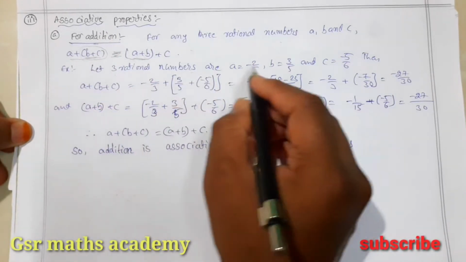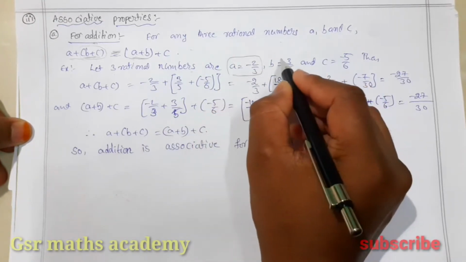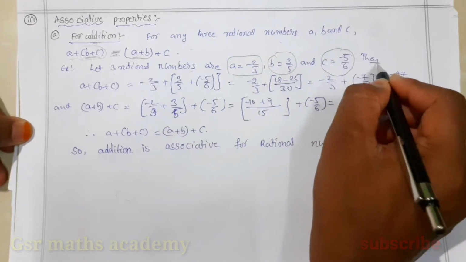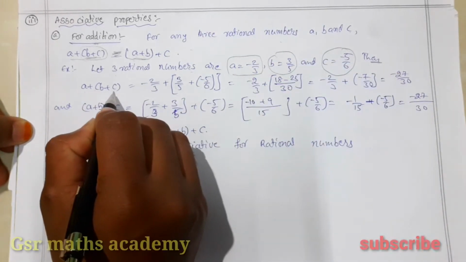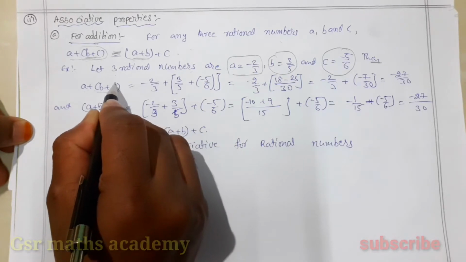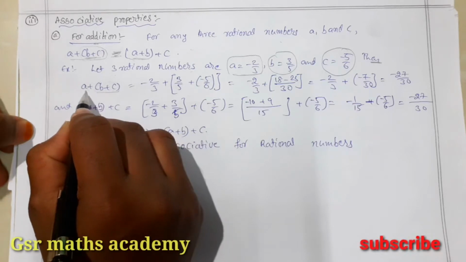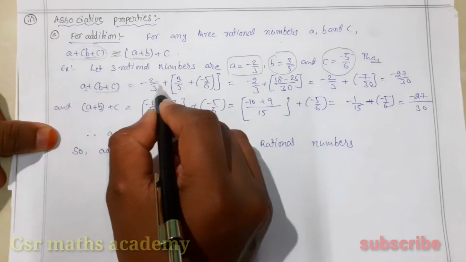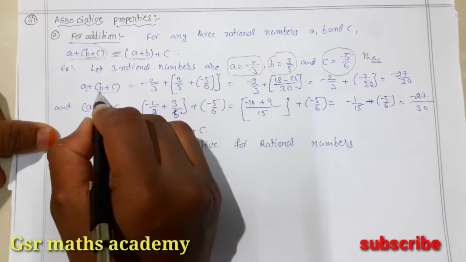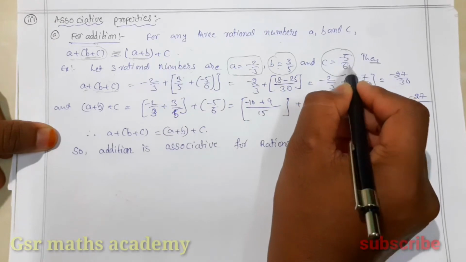Let three rational numbers be a equal to minus 2 by 3, b equal to 3 by 5, c equal to minus 5 by 6. Then a plus (b plus c): firstly we need to add the numbers which are in the bracket, that is b plus c, and to that sum we need to add a. So in the place of a, I can write minus 2 by 3 plus 3 by 5, that is b, plus minus 5 by 6.